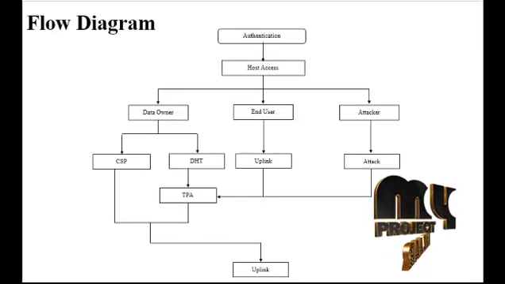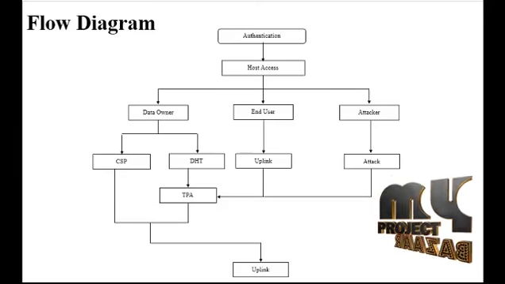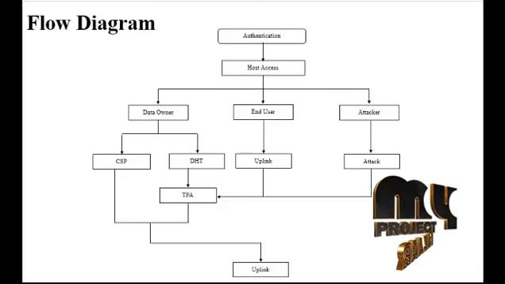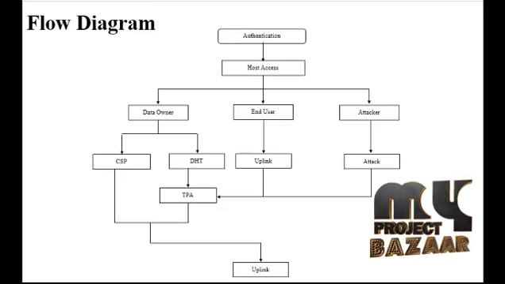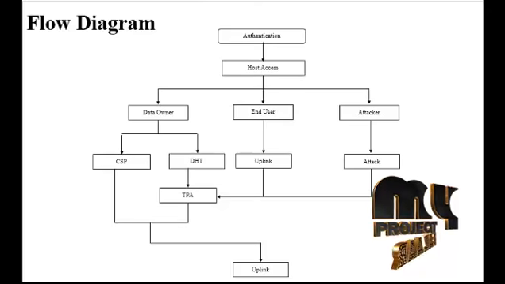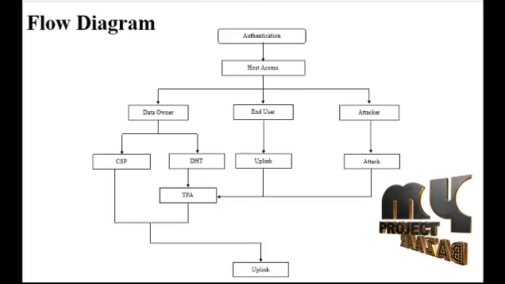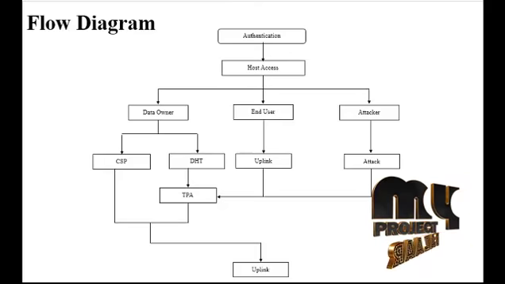This is the flow diagram. Initially, the authentication process is here. The new user needs to register. Otherwise, the existing user can directly log in to the process. In the Ghost Access module, the user needs to browse the file.